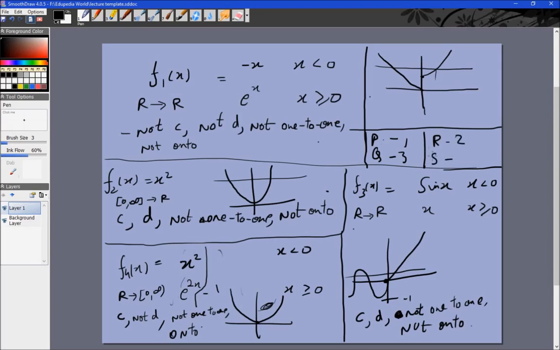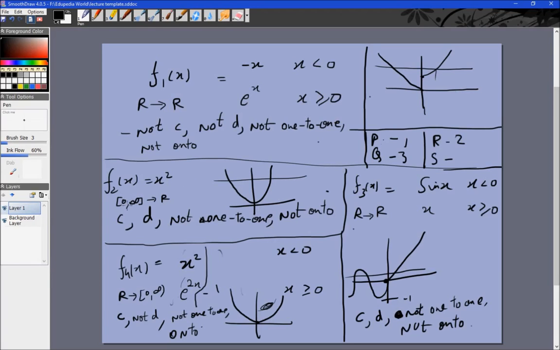And S, which is f2. f2 is continuous, differentiable, not 1 to 1, not onto. Hang on, wait a second. It should come out to be 4, continuous, and 1 to 1. We said it's not 1 to 1. Okay, this is the mistake we made.